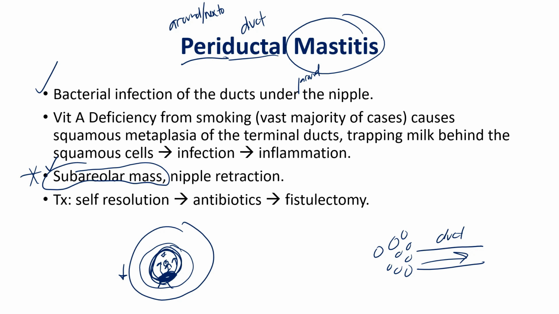So what causes this? They pretty much know. In 90% of cases, so almost all of them, smoking is the primary factor. So what happens is a patient smokes, and when you smoke, the toxic metabolites and whatnot are lowering your levels of vitamin A. I want you to remember, I'm going to come over here.